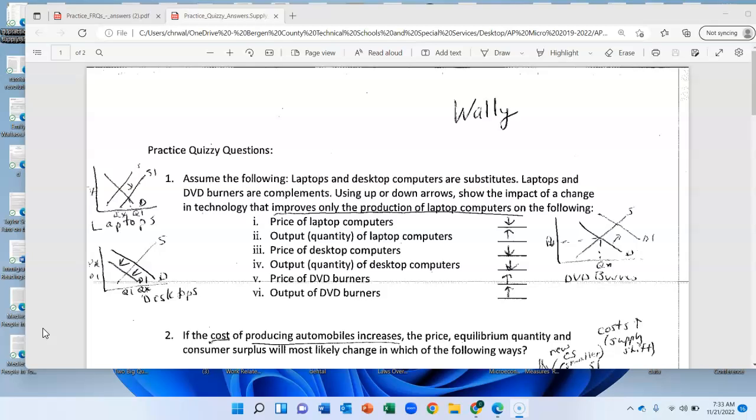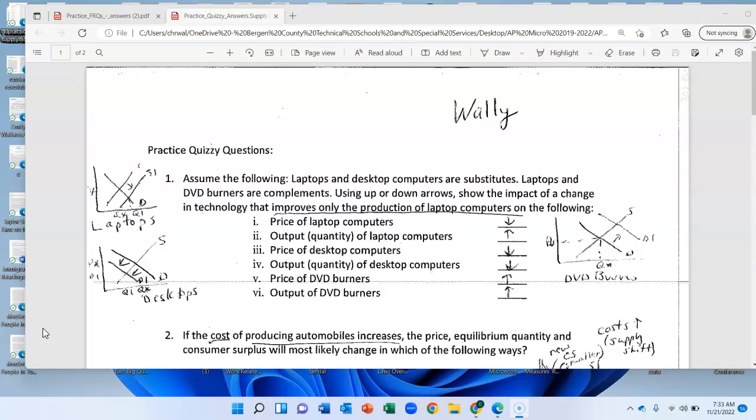So the first one in this is a little quick supply and demand practice. Assume the following: laptop and desktop computers are substitutes. Unless you're given information that products are substitutes in production, that would tell us it's a supply curve thing, the firm would be making both laptops and desktop computers. Unless it says substitutes in production, assume we're talking about substitutes for the consumer, right? A consumer might buy one or the other.